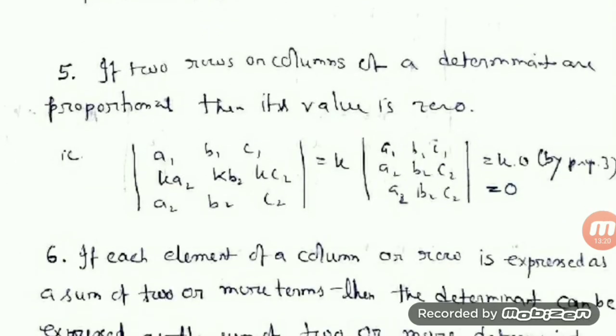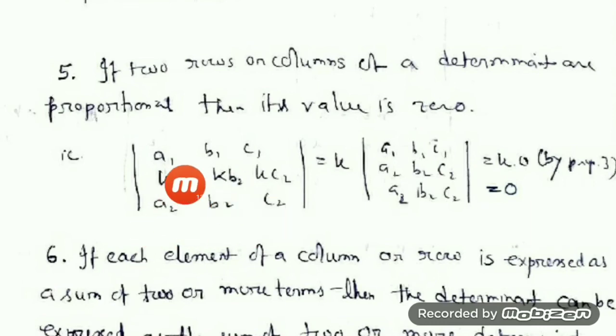Now you see, here I am giving one more property, which is the combination of property number 4 and 5. If 2 rows or columns of a determinant are proportional, then its value is 0. Proportional means what? Suppose one element can be written as a multiple of another. Suppose A is proportional to B, then we can write A as K into B. That is proportionality. So suppose here we have A1, B1, C1, then KA2, KB2, KC2, and A2, B2, C2.